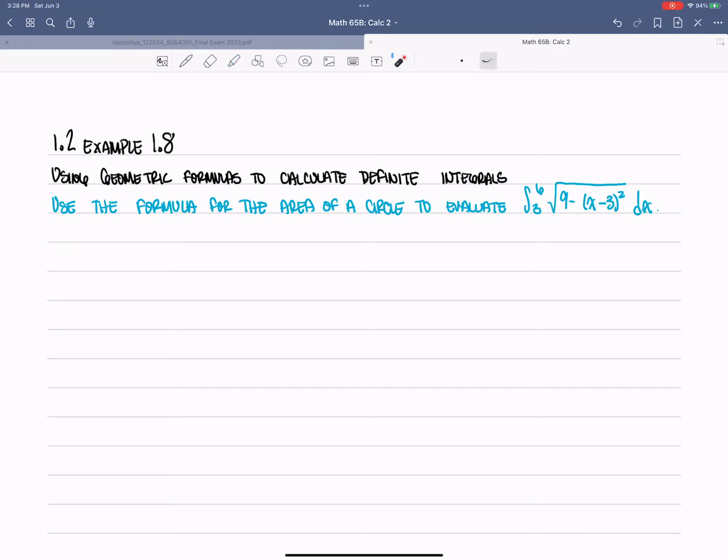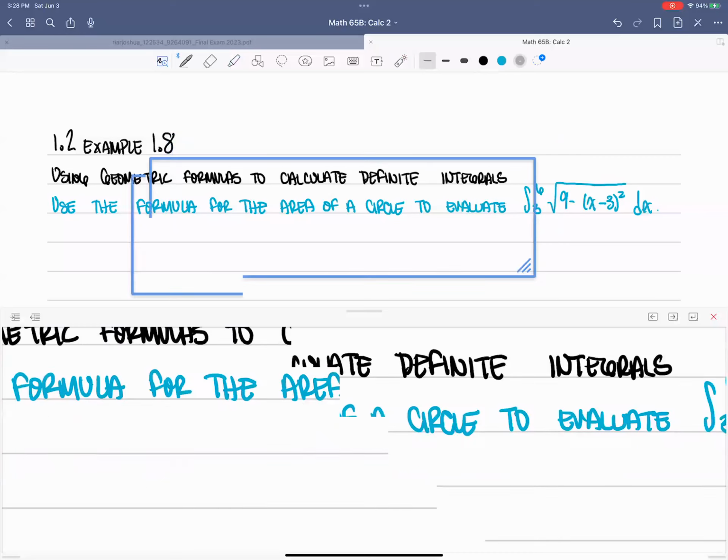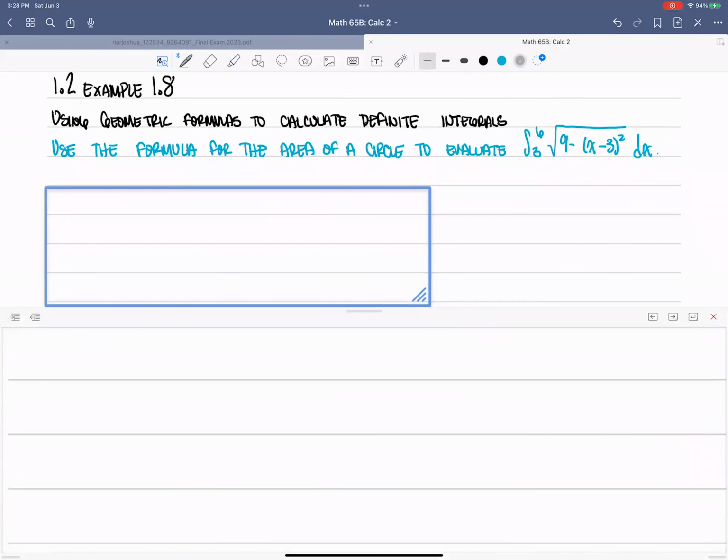If you remember from the conic sections, this kind of looks familiar. Let's try to break that part down. So here we have y is equal to the square root of 9 minus (x minus 3) squared dx. That's the calculus part. So let's put our algebra hats on really quick.